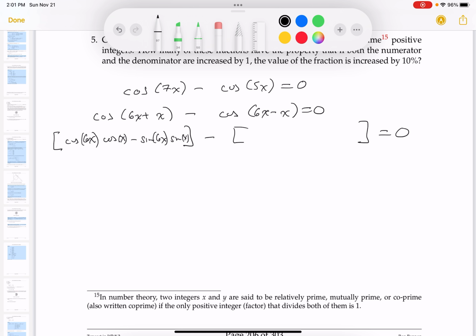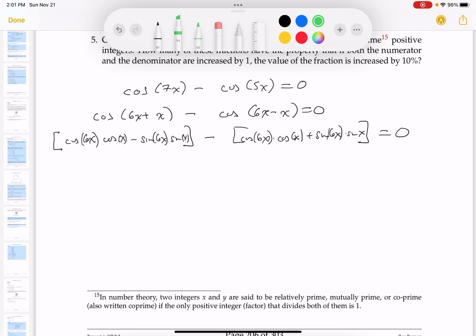Let's do the other one. Cosine of 6x times cosine of x plus sine of 6x, right, sine of x. Let's see if we can do this. All right, it looks really bad, doesn't it?